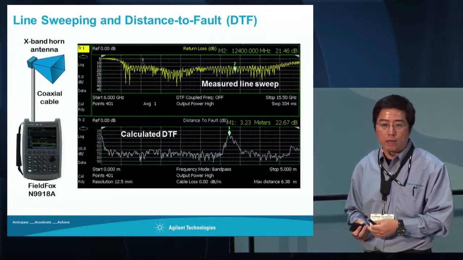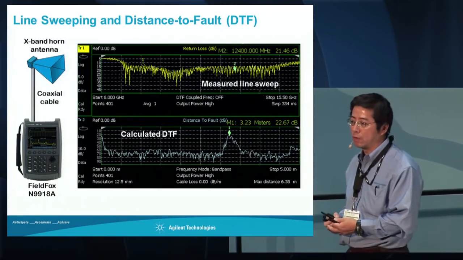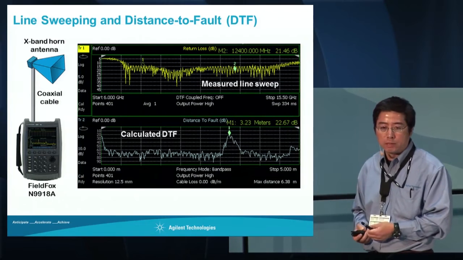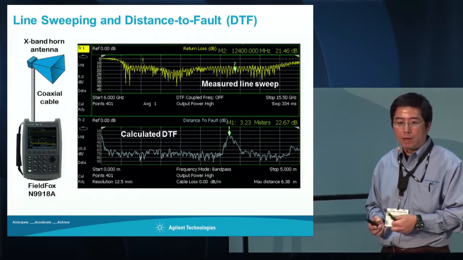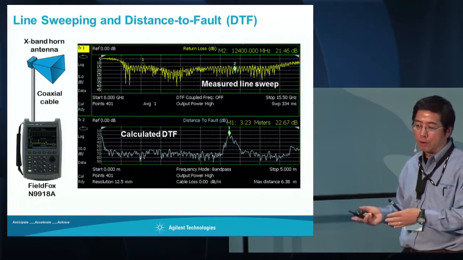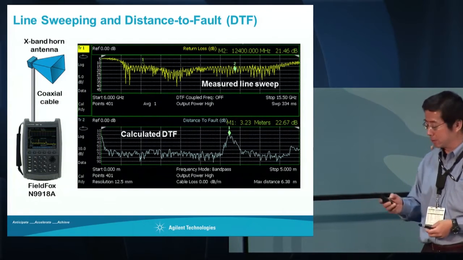Typically, in the industry, we call it line sweep, or distance to fault measurement. There are actually a whole bunch of measurements in the line sweep: return loss, distance to fault, and cable loss measurement. That's what we're going to discuss today, and we'll really look at the two portions, the cable as well as the antenna.